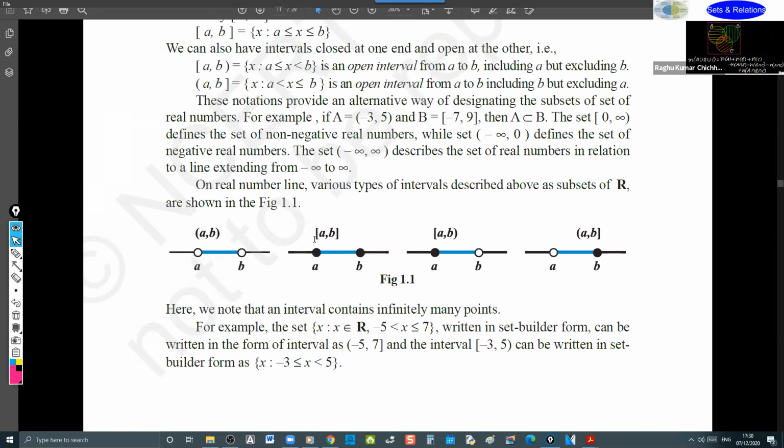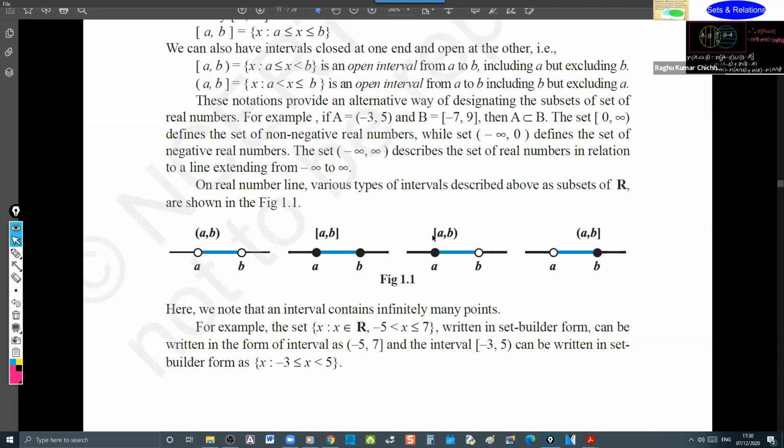And it is solid points. It is to be read as closed A comma B closed. I repeat, closed A comma B closed. Closed A comma B closed means it accepts every value lying between A and B, and it even takes A and B also.